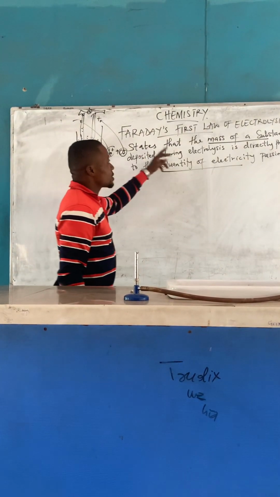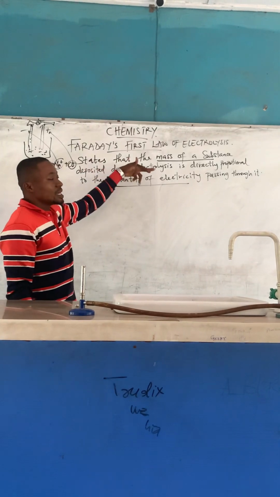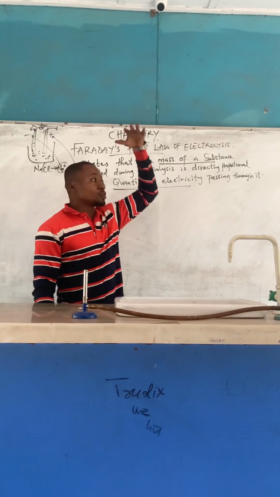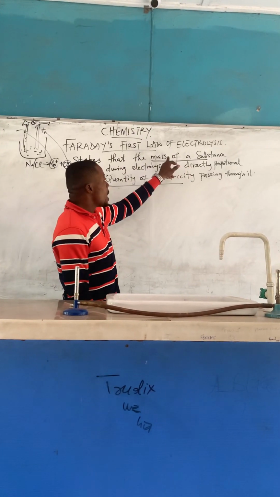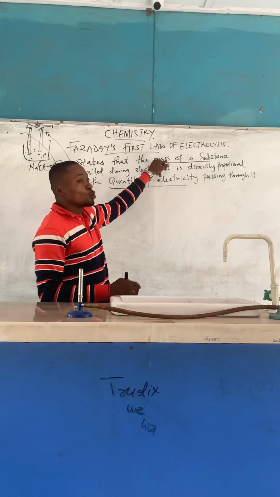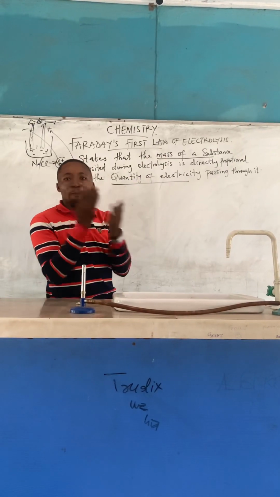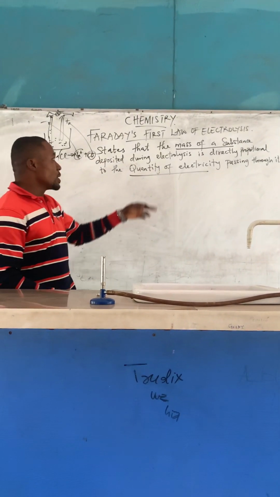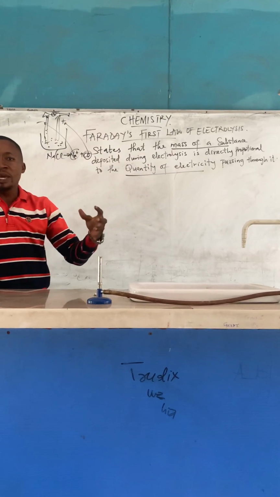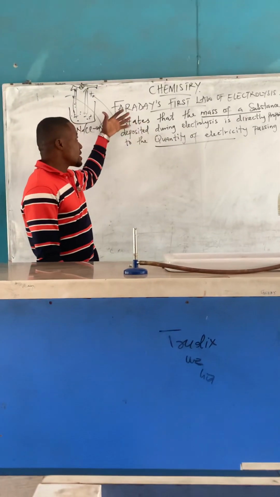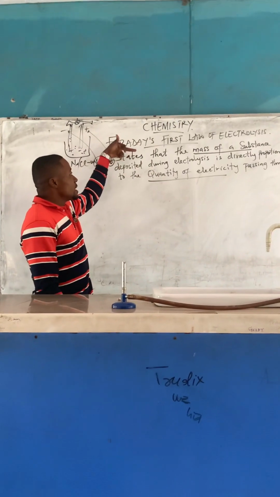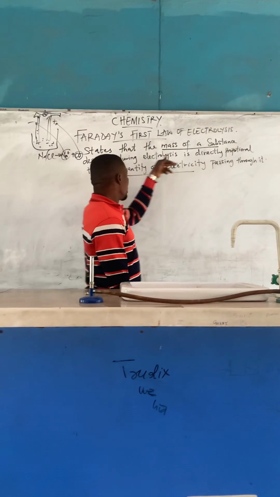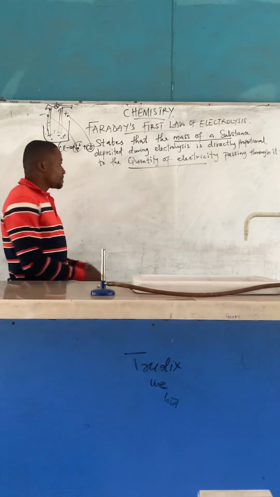So we say the mass of a substance deposited during electrolysis is directly proportional. Directly means it's exactly proportional. Like if one is going up, the other one too will go up. When the quantity is high, the mass too will be what? High. Quantity of electricity means how much battery, how much current you are passing. If you use a small remote battery, you get small mass. If you use a car battery, a very big battery, you get big mass. So let's go for the last time. Faraday's first law of electrolysis states that the mass of a substance deposited during electrolysis is directly proportional to the quantity of electricity passing through it.